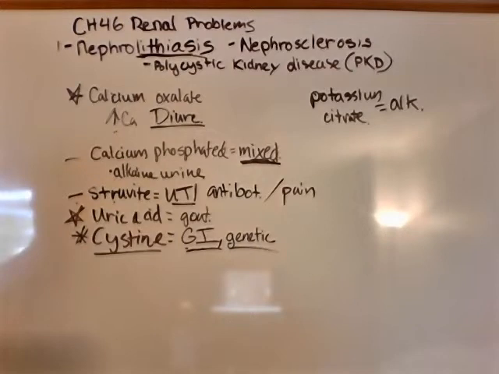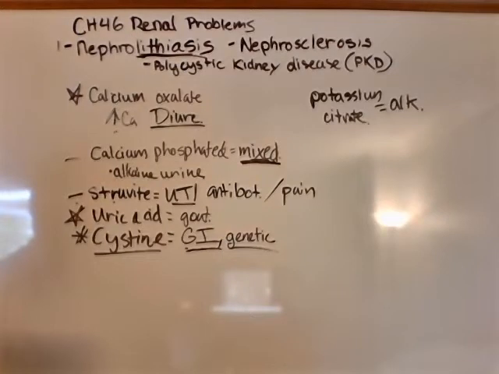And obviously for your struvite, you're going to use antibiotics. Uric acid, again, it's acidic urine and gout. So we want to try and make it a little bit more alkaline and try and treat those gout symptoms. So you'll see that potassium citrate again. And cysteine, you're going to use a lot of hydration as well.